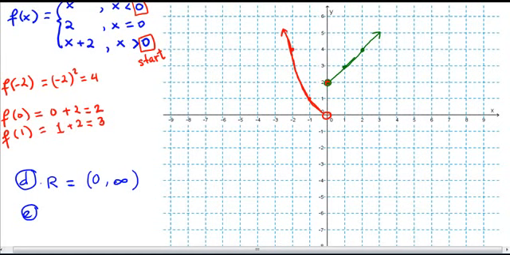For E, they ask us if the graph is continuous. Continuous means the graph has no hole or no break. This graph here is breaking apart, so the answer is no.